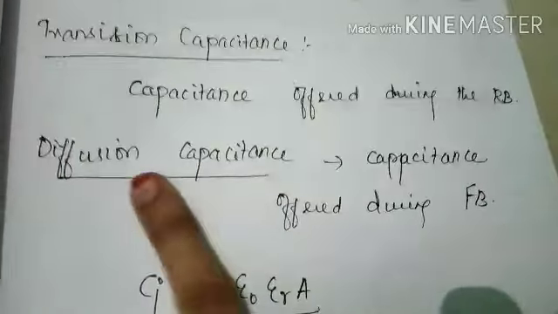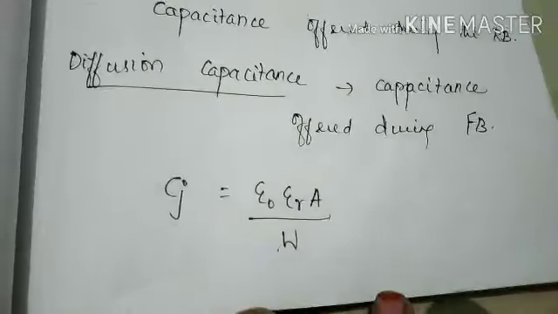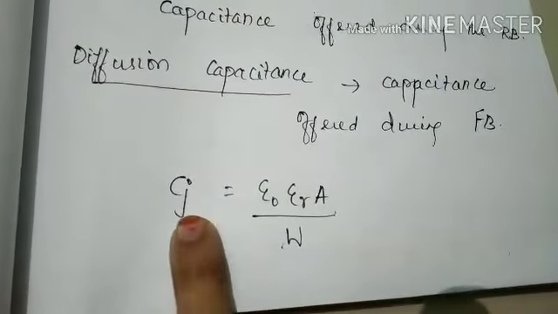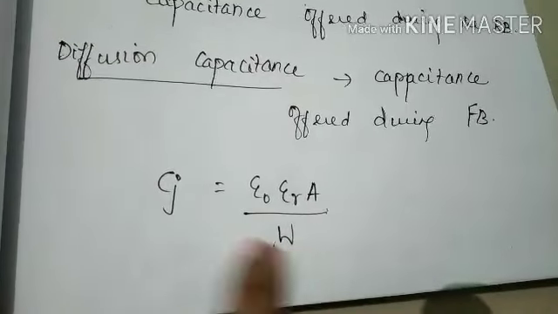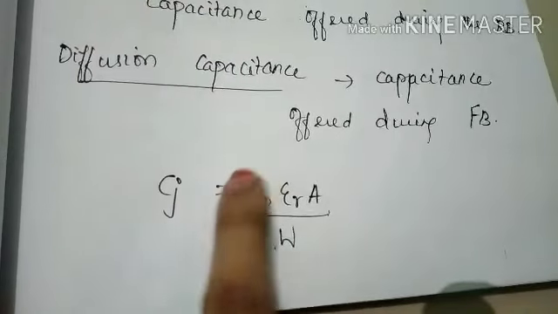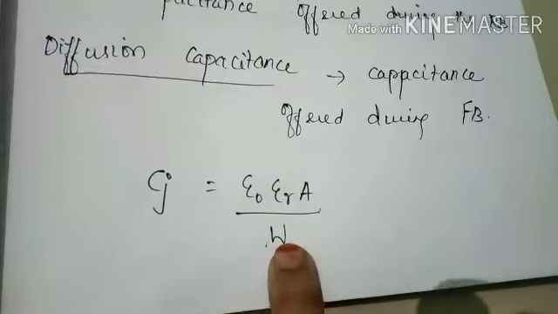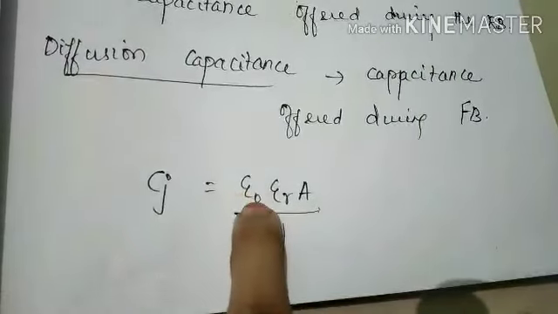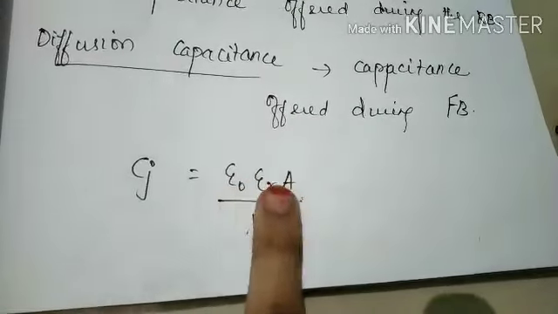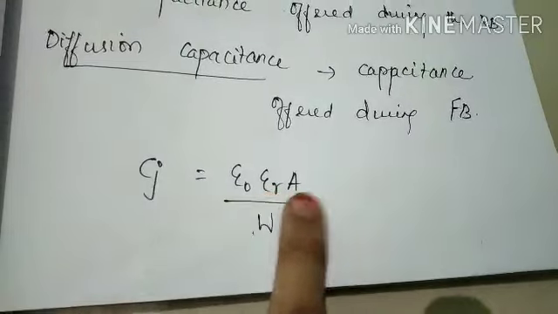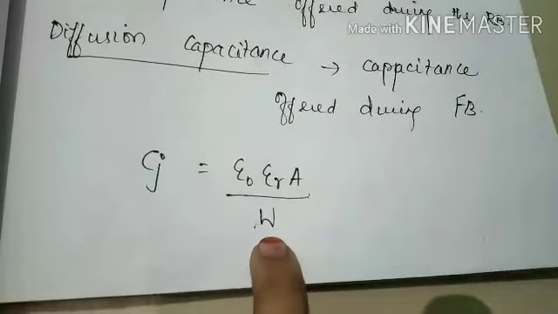Diffusion capacitance is the capacitance offered during the forward bias condition. This is the formula for junction capacitance. We have already seen that capacitance is inversely proportional to the width of the barrier. The junction capacitance CJ is equal to epsilon naught A by W. Epsilon naught is the permittivity of free space, relative permittivity is epsilon R, A is the area of cross section, and W is the width of the potential barrier.